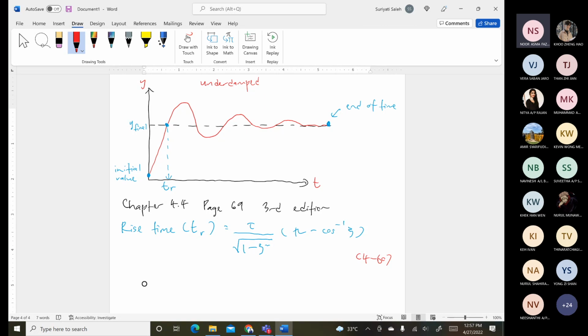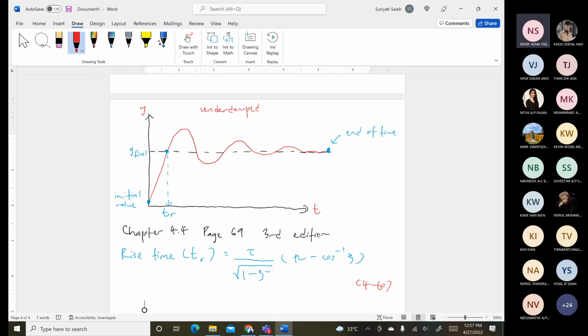Since we know that this is underdamped, we have the values of tau and psi. We just include the values of tau and psi in the formula to obtain the time required for the process to reach the final value for the first time. That is what is meant by the rise time. Once it reaches the rise time, it keeps increasing until it reaches this point, which is what we call the maximum value.